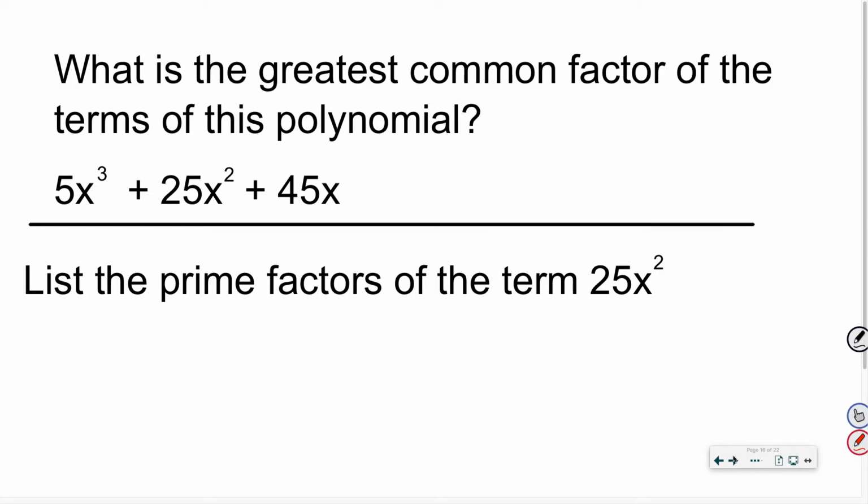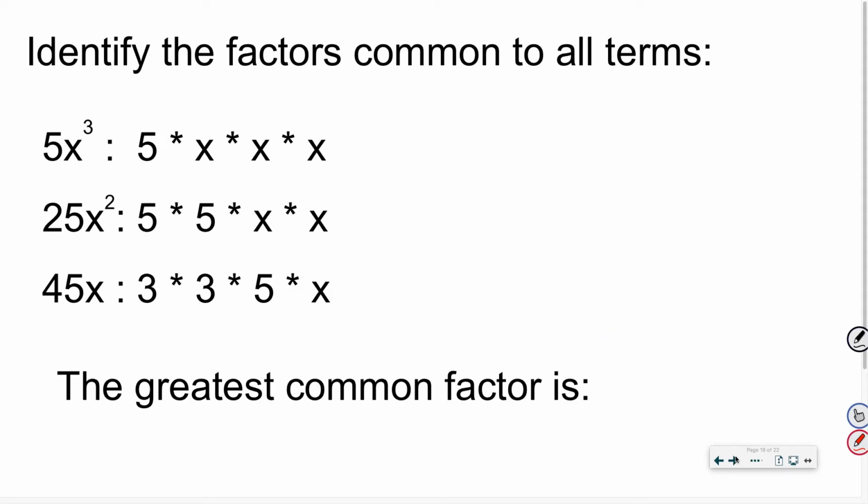How about 25x squared? 25 times x times x. Can I break anything down further? Yeah, 25 is actually 5 times 5. Good. How about 45x? 9 times 5. So you could do 9 times 5 times x. Can I break anything down further? Yeah, you could rewrite 9 like that. How can I physically identify what the greatest common factor is? Look at the entire breakout. Who can tell me what is the greatest common factor between all 3 of those terms?